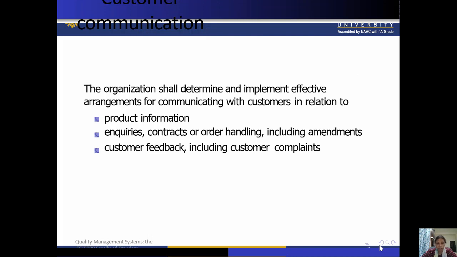Now the customer communication. As we discussed, communication is one of the important factors related to this QMS. The customer communication includes that the organization shall determine and implement effective arrangements for communicating with the customer in relation to the product information, the inquiries, contracts, and order handling, including amendments, customer feedback, and customer complaints.